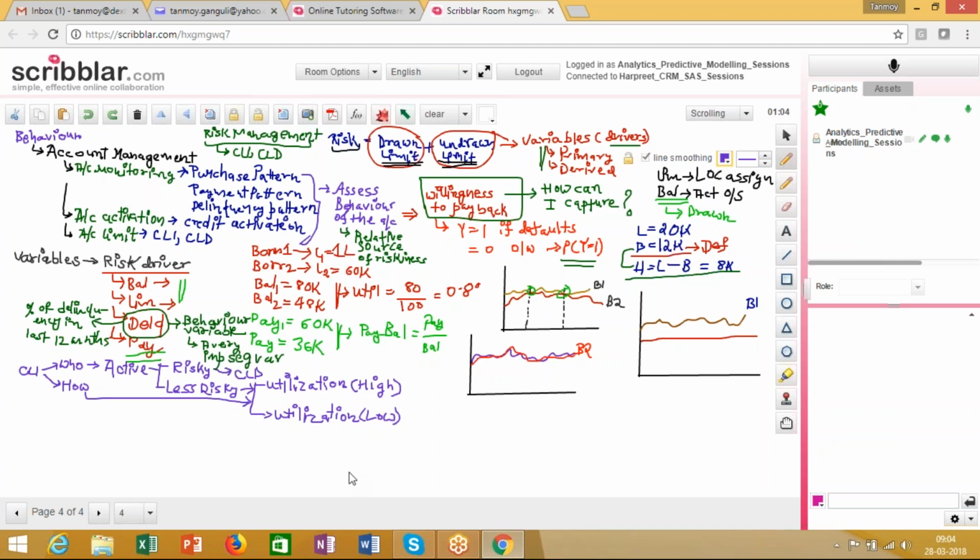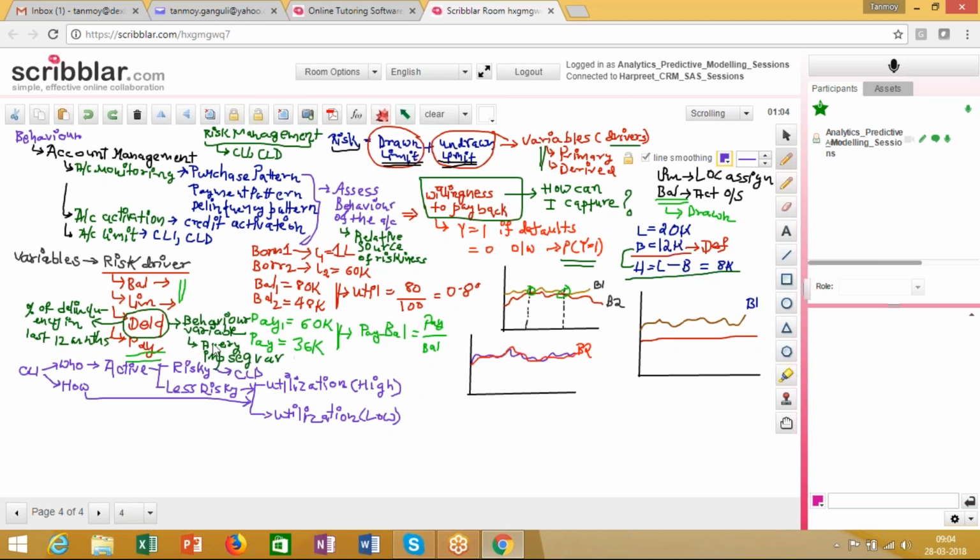Utilization high and utilization low. For the higher utilization borrowers, I will look at who has a relatively higher payment balance ratio and who has a lower payment balance ratio. Within the lower utilization group, I'll check whoever has higher or lower purchases. Based on that, I'll allot my credit limit increases.